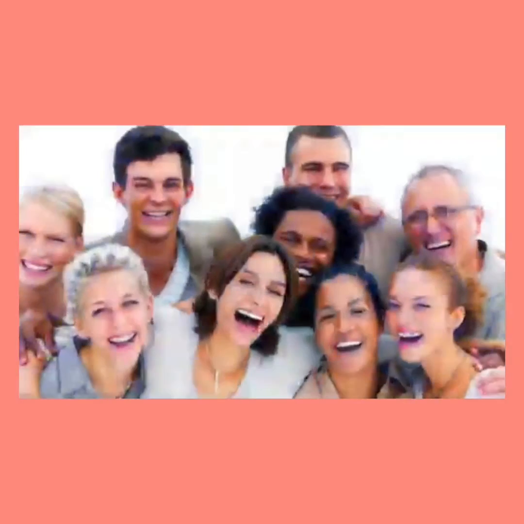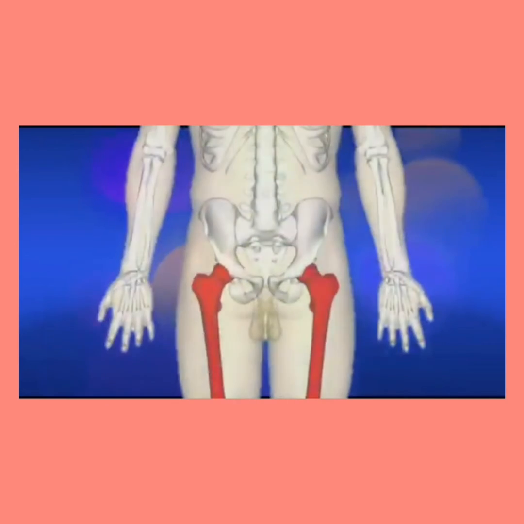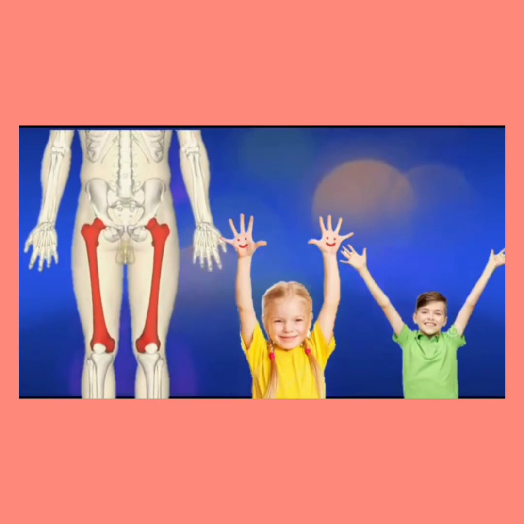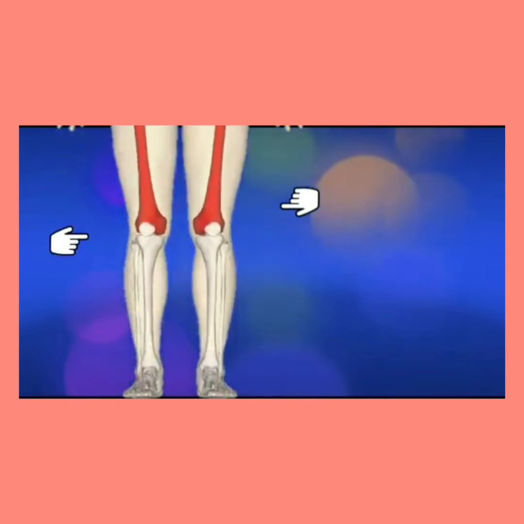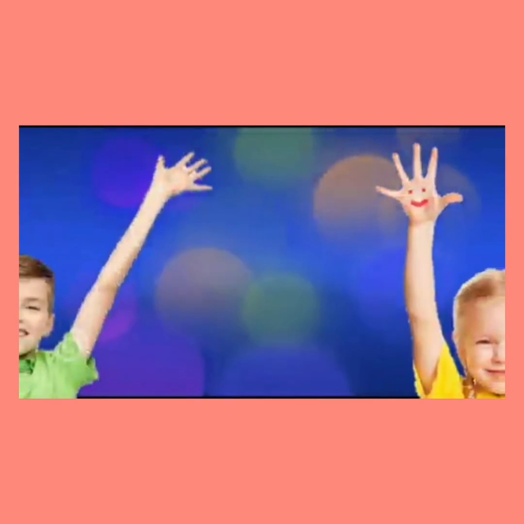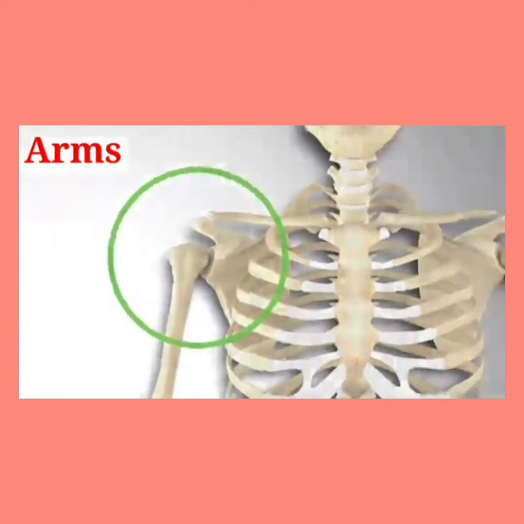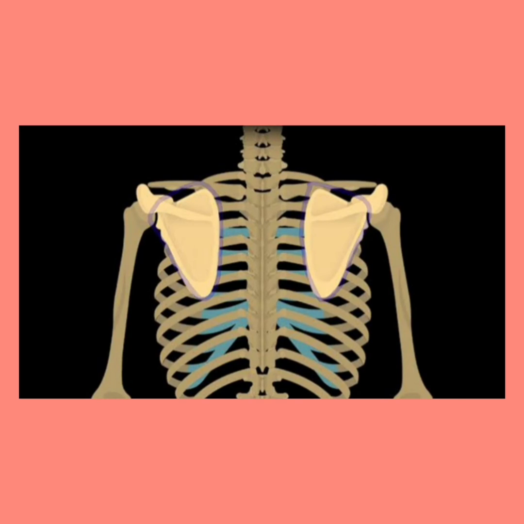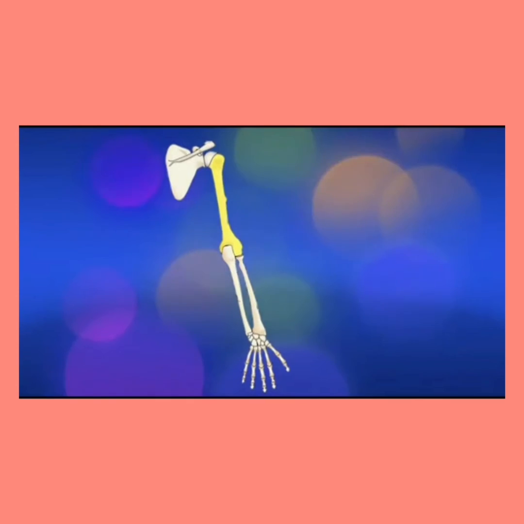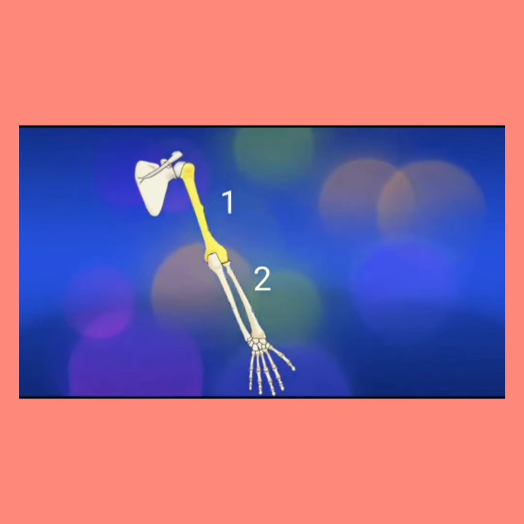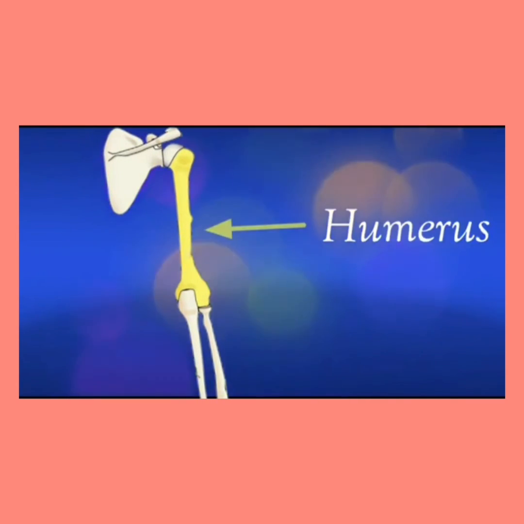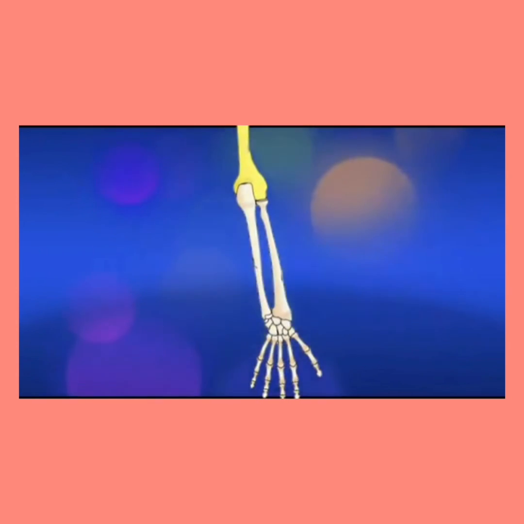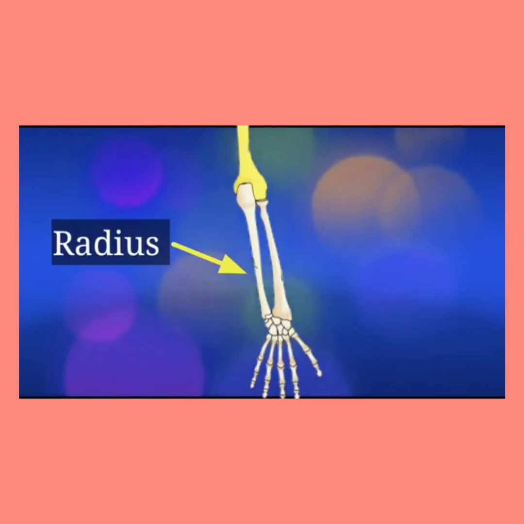Limbs. Humans have two pairs of limbs, the forelimbs which constitute our arms and the hind limbs which constitute our legs. The forelimbs or our arms are joined to the spine with the help of shoulder girdles, which is made up of a pair of shoulder blades and a pair of collar bones. The arm is made up of two parts. The upper arm, which has one long bone called the humerus, and the lower arm, which has two bones, the radius and the ulna.